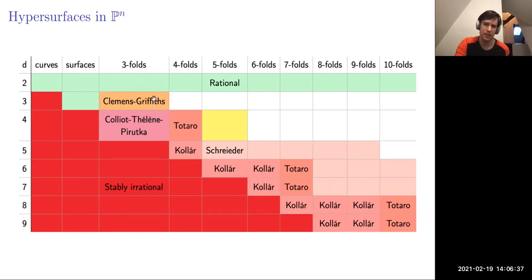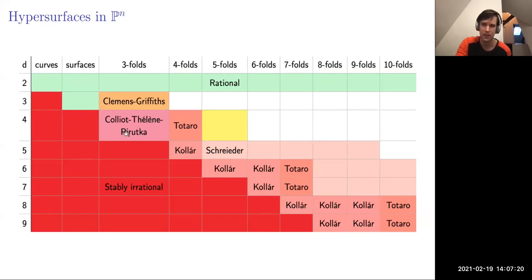For cubic threefolds, we have the famous result of Clemens and Griffiths, who show that a general cubic threefold is not rational. This is marked in orange because it's not really known whether this is stably irrational, but it's known that it's not rational. A priori, it could be that some vector bundle over a cubic threefold is rational. But the other cases here are known to be stably irrational.